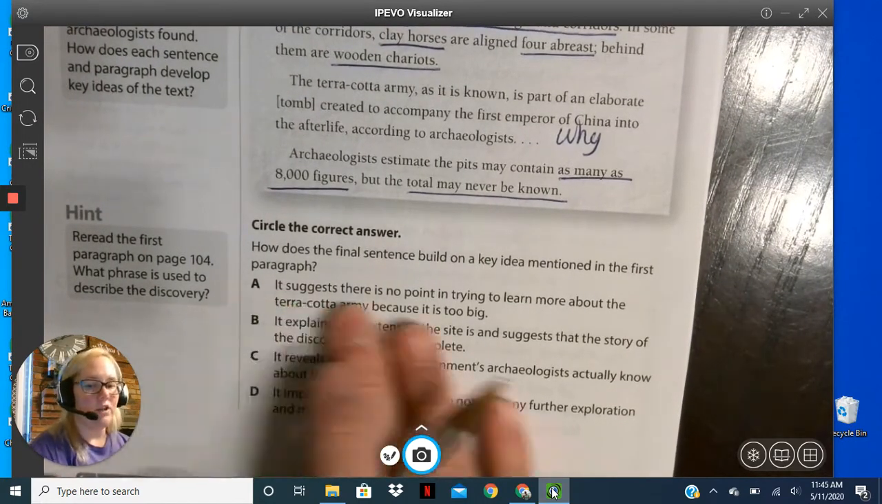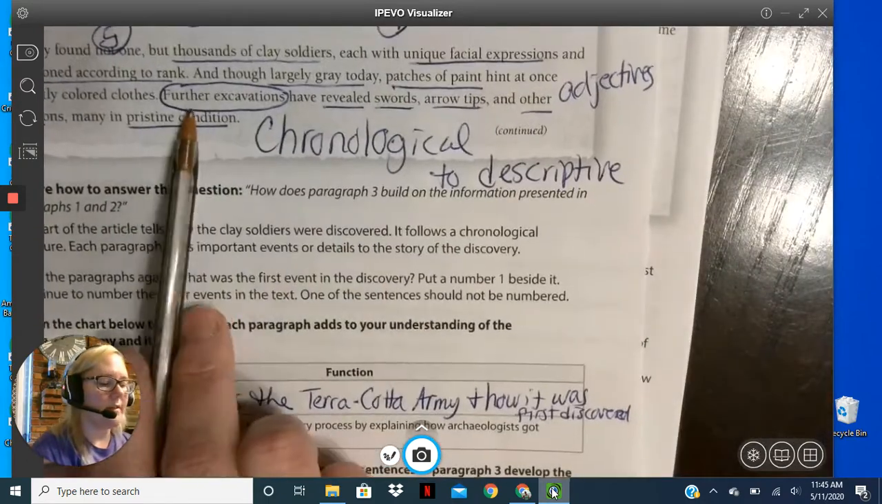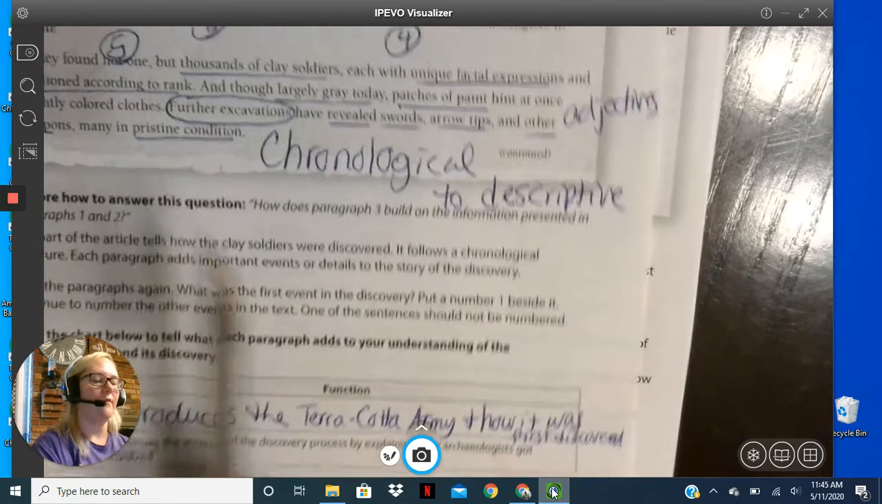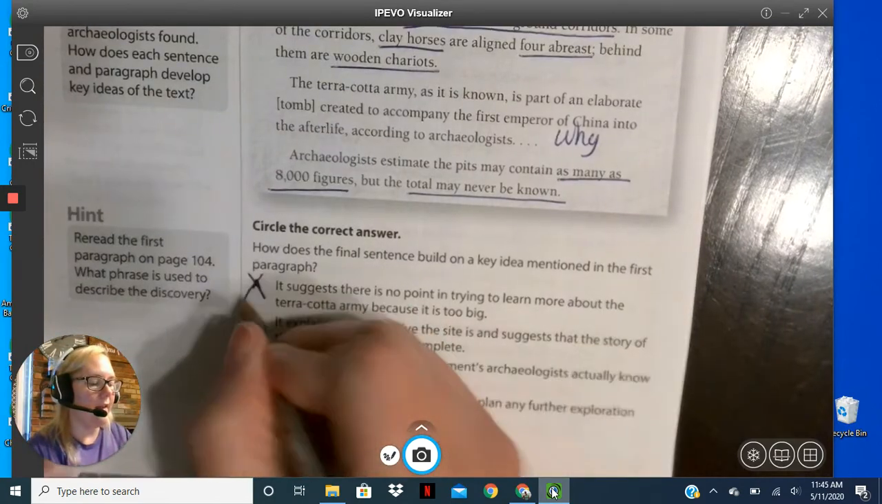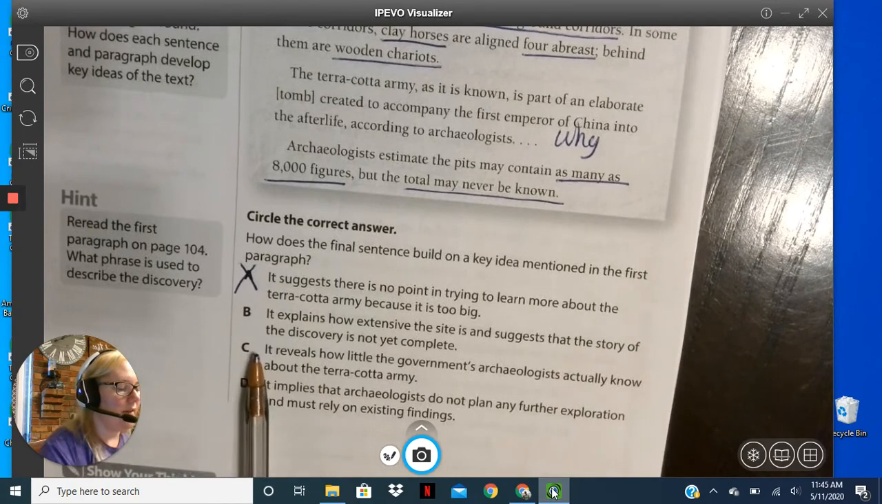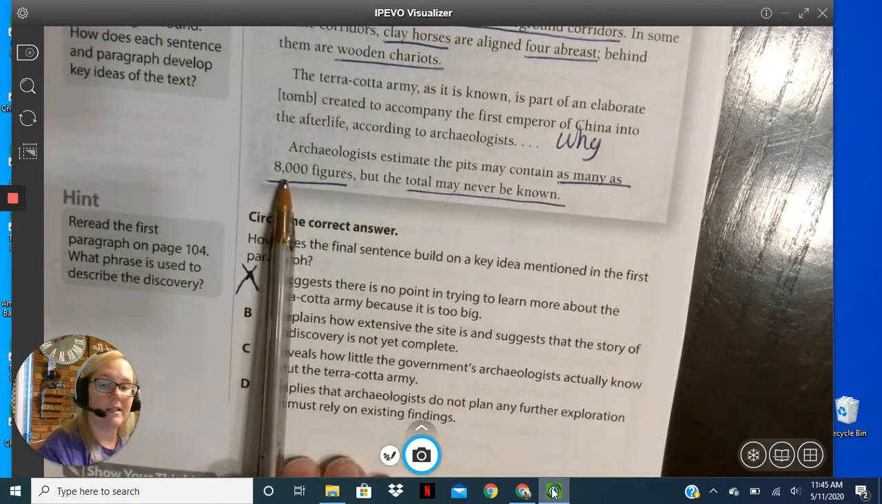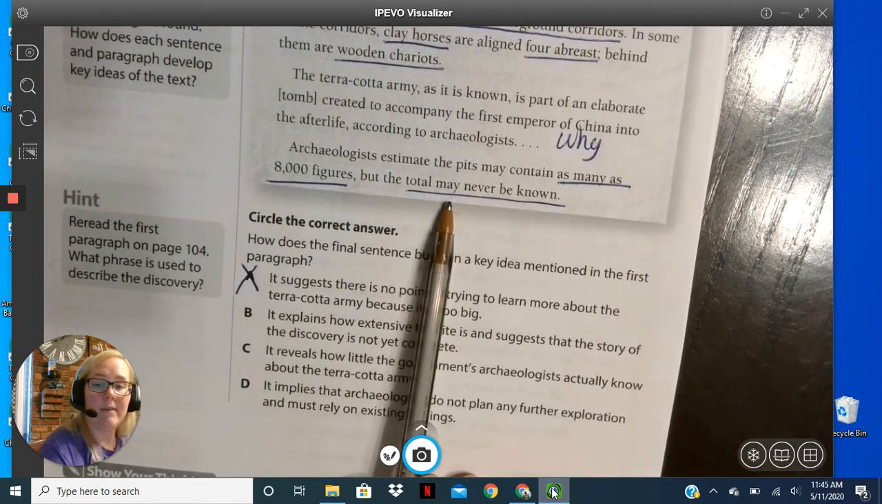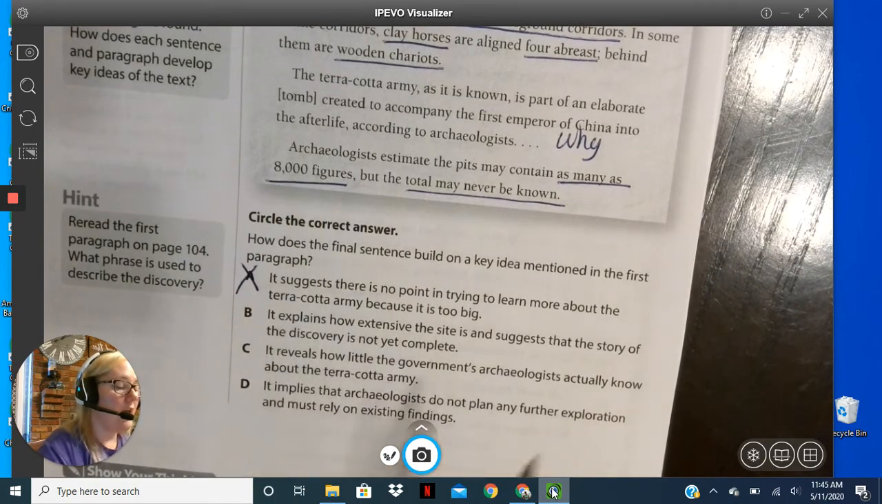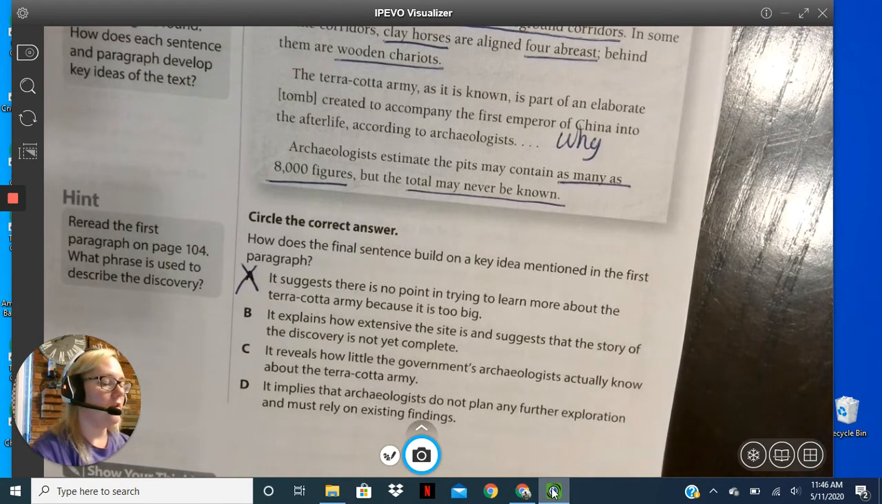And it does not suggest that there's no point in trying to learn more. Actually, you know that they did learn more because of further excavations mentioned in paragraph 3. So not A. B says it explains how extensive the site is and suggests the story of the discovery is not yet complete. It could. It does talk about how extensive it is because it says the total may never be known. There's 8,000 figures. And since they still have further excavation, you know it's not yet complete. And it's really important. So maybe.